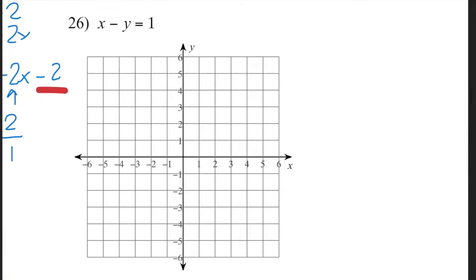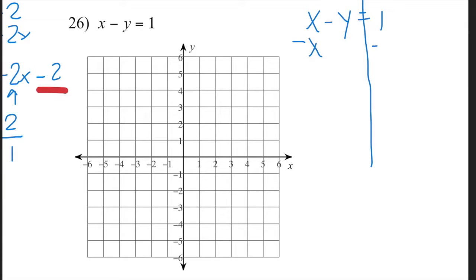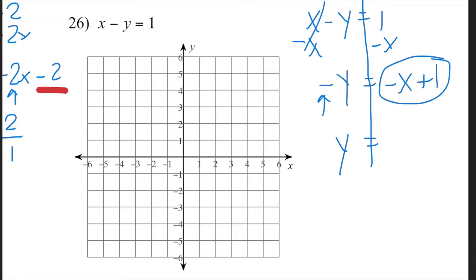Moving to number 26, if I have x minus y equals 1, I have to solve for y. So I'm going to subtract x: negative y equals negative x plus 1. Well, I don't want negative y, I want positive y. So positive y is the opposite of negative y, so I need the opposite of everything over here. That would be positive x minus 1. You just switch the signs of everything.